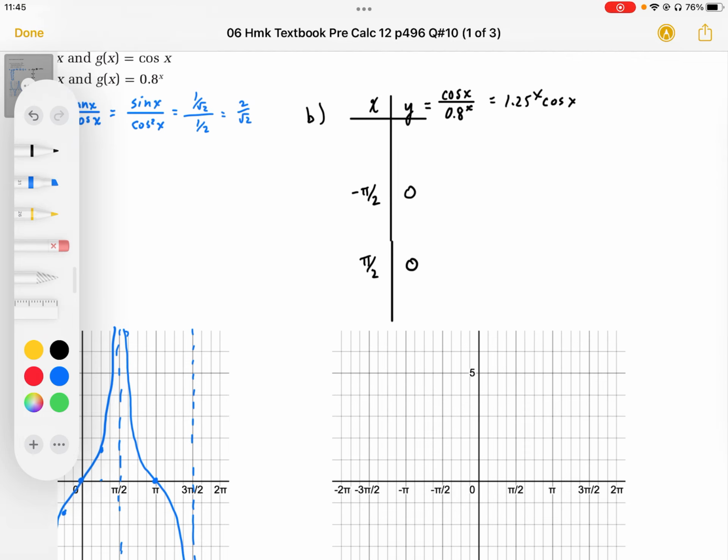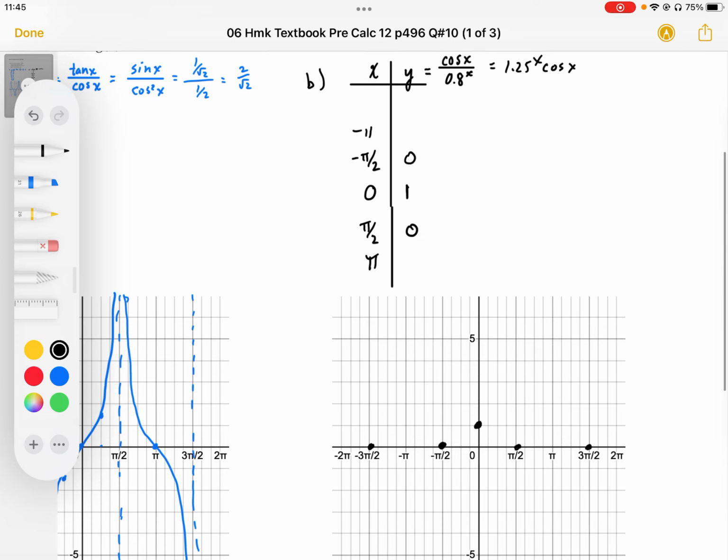So I'm going to start with my coordinates here at negative pi over 2 and pi over 2. I'm going to have zeros. And every time that cosine becomes 0, I'm going to hit 0. Okay, and then the maximum point of cosine happens at 0, so I'm going to put in 0 here. When I have 1.25 to the power 0, I get 1. Cosine is 1, so I'm going to end up with a point in here.